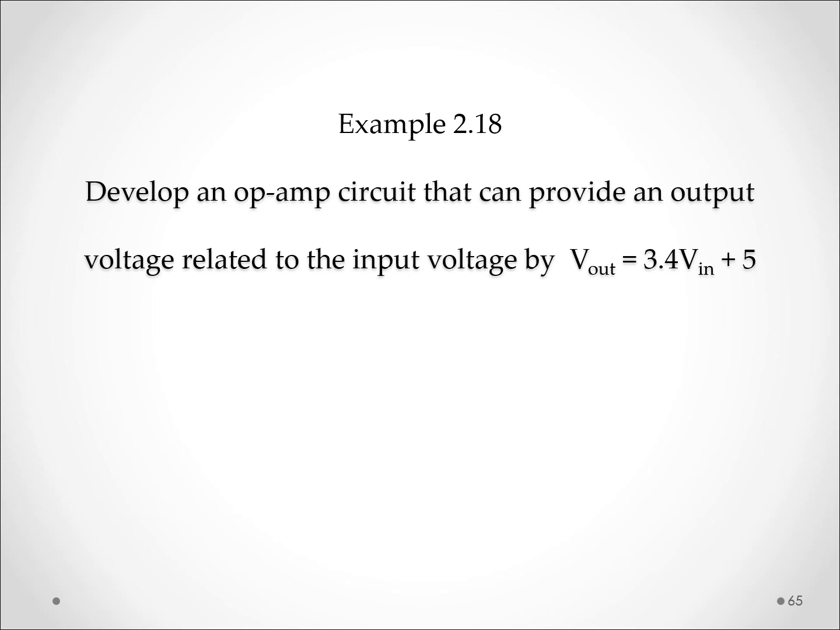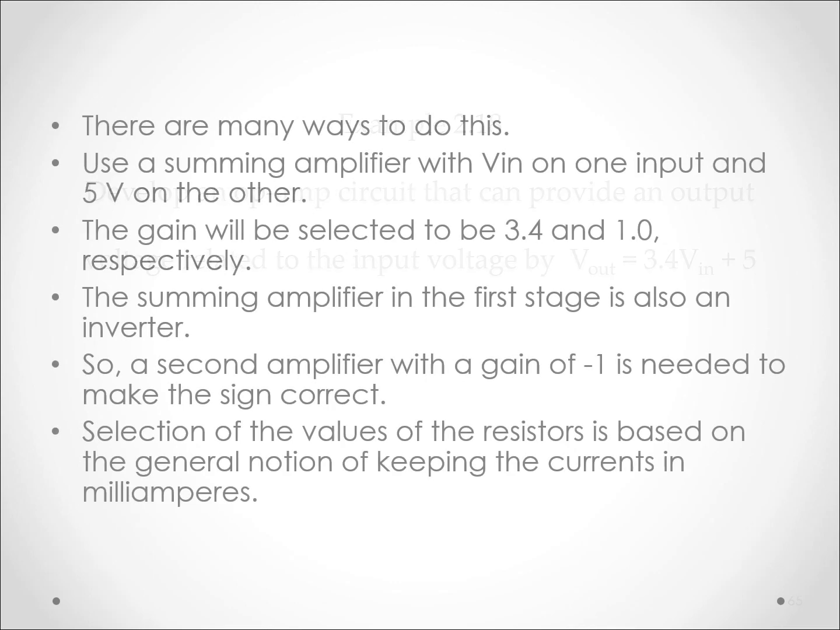We can use a summing amplifier with V in on one input and 5 volts on the other, and we will choose the gains to be 3.4 and 1.0 respectively. The summing amplifier in the first stage is also an inverter, so a second amplifier with a gain of -1 is needed to make the sign correct. And we need to select the values of resistors based on the general notion of keeping the currents in milliamperes.